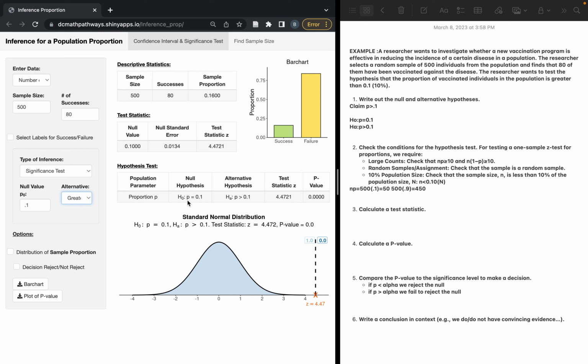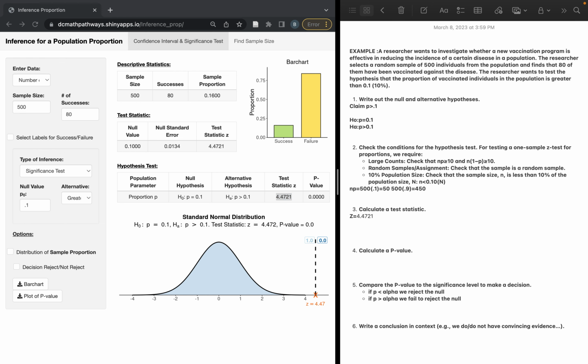Again, let's check if these line up. So p equals 0.1, p equals 0.1, p is greater than 0.1, p is greater than 0.1, so we are good. Our test statistic is 4.47, way out here. P-value is essentially 0. So let's go ahead and put those in. Our z equals 4.47, and then our p is 0.0000.